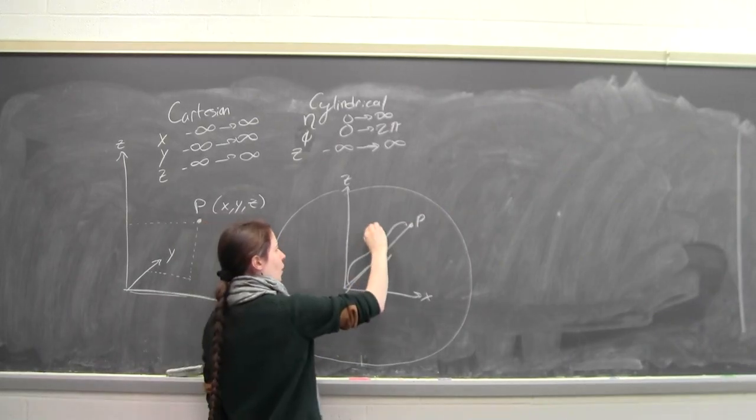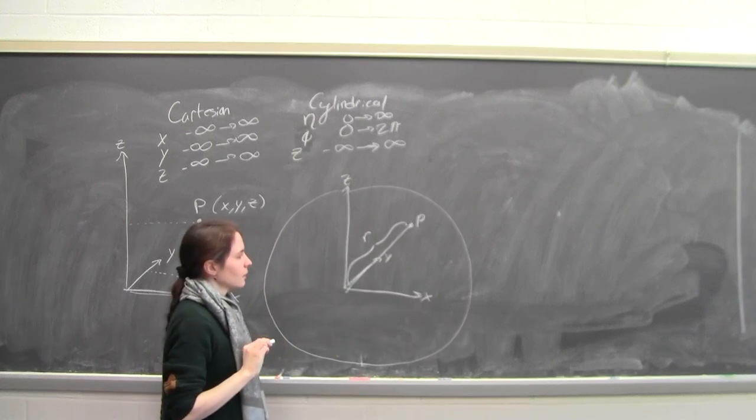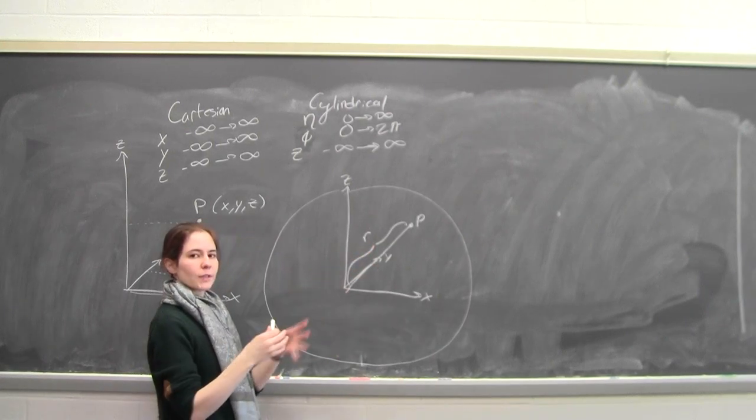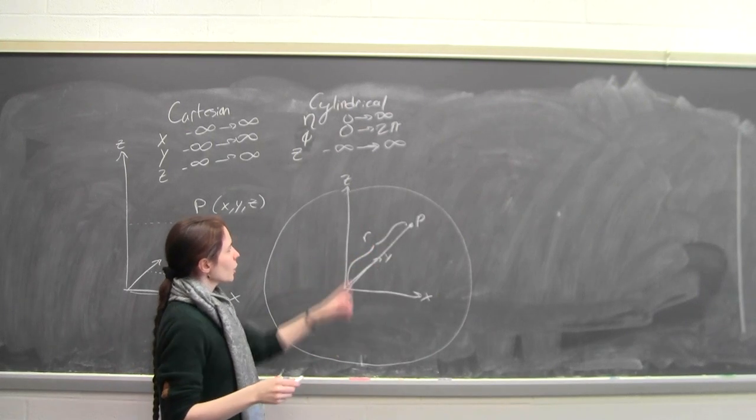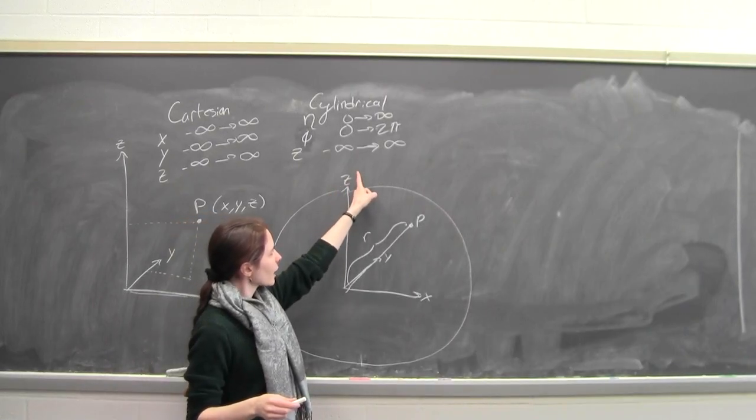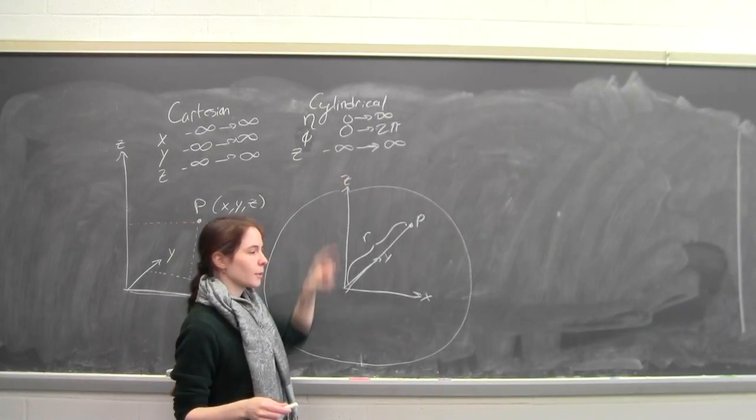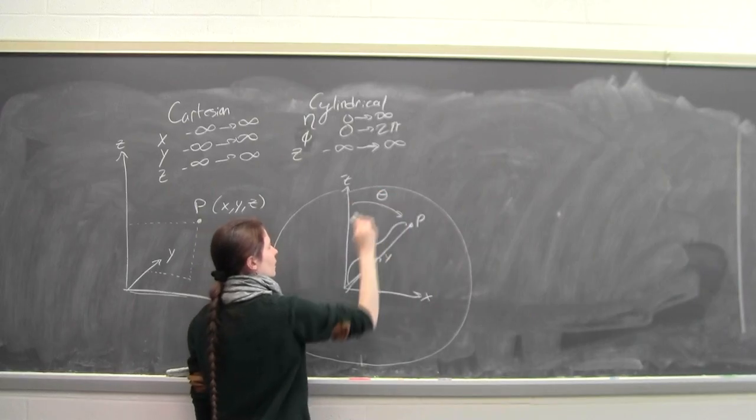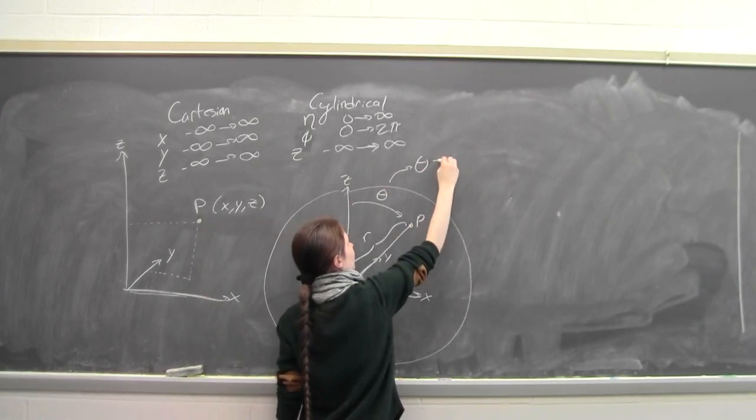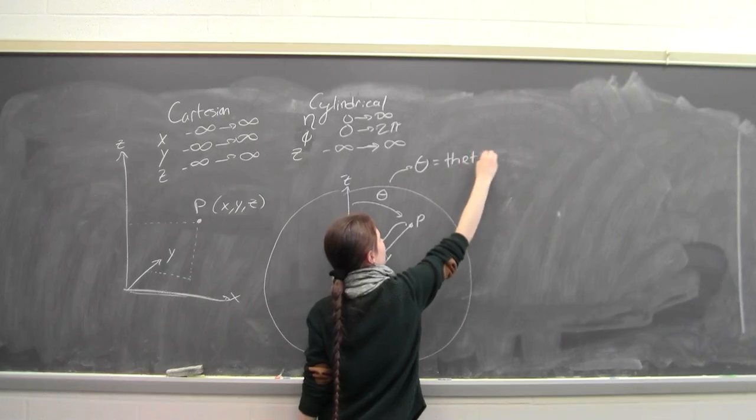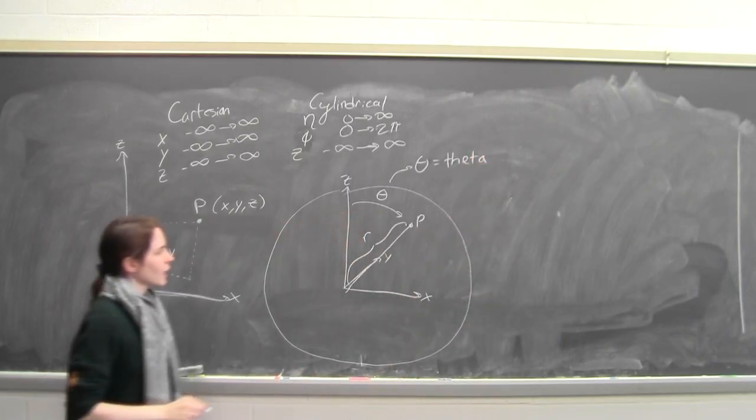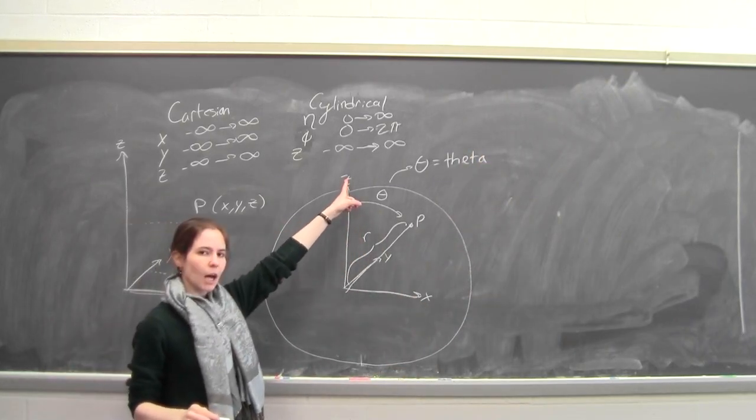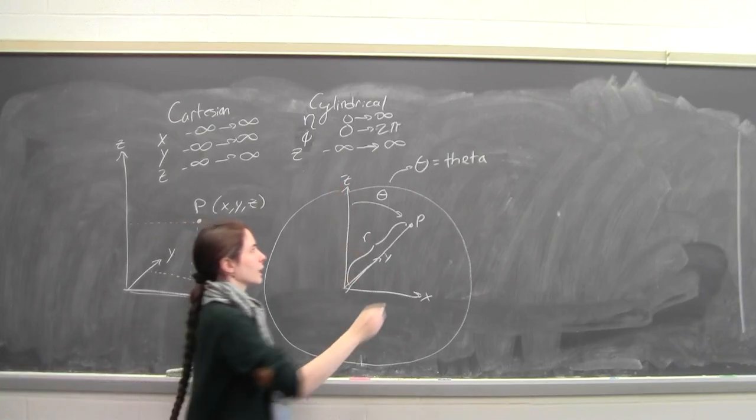Here we're going to use r instead of eta to describe how far it is from the center of the sphere. We also want to describe where it is in relation to the top of the sphere, and we will use an angle theta, another Greek letter, to describe the location of this point with respect to the top of the sphere. This is called the polar angle.